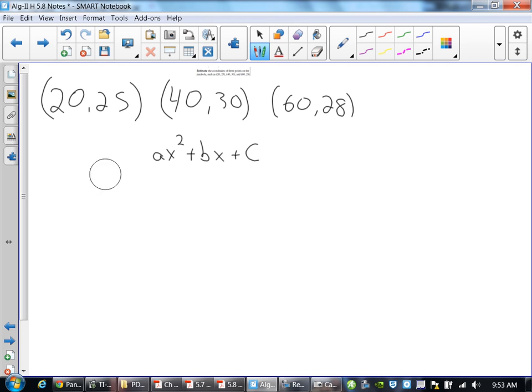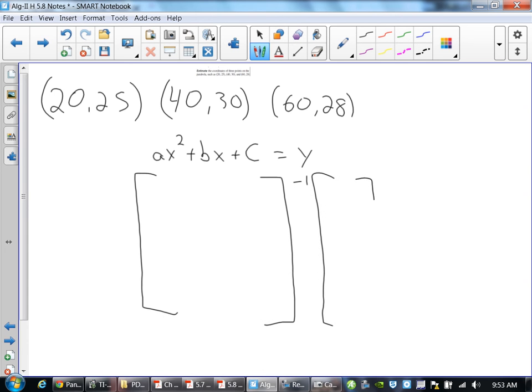You know what, I'm going to put the y on the other side. That's what I did. All right? So now our matrix inverse times a column. Well, our column is our y values: 25, 30, 28. Our b values, what goes in the middle here, is just the x's: 20, 40, 60. What goes in the c column is always going to be 1.